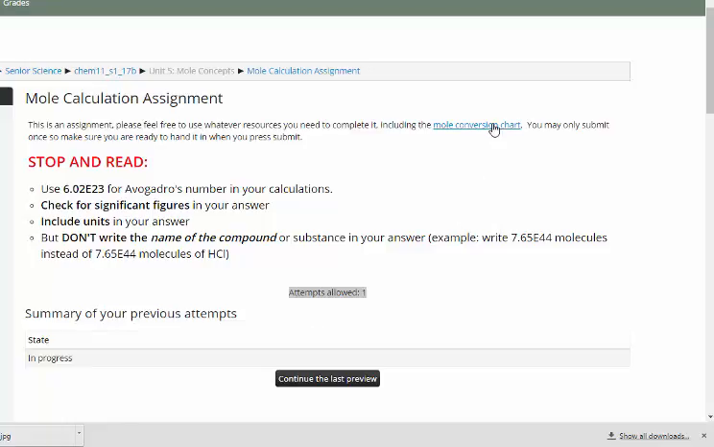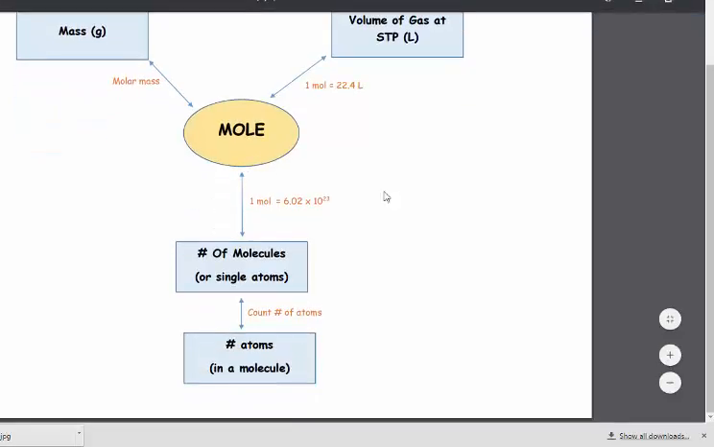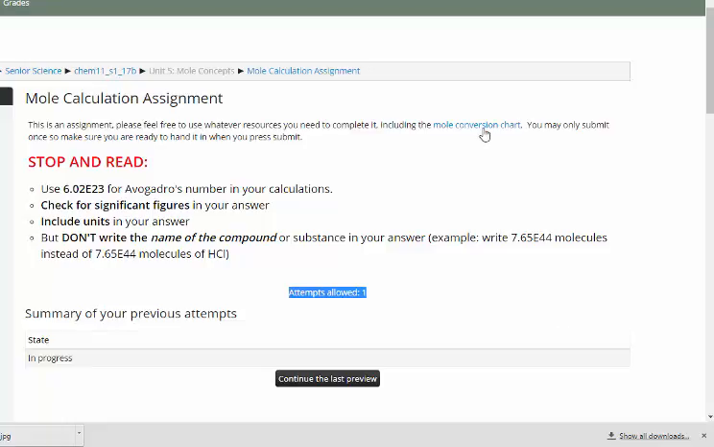First point, you're welcome to use the mole conversion chart as a resource to help you in this assignment. We are looking for whether you can understand how to convert between moles, molecules, and atoms. So just focusing on those bottom three conversions, you're more than welcome to use that resource if it's helpful to you.